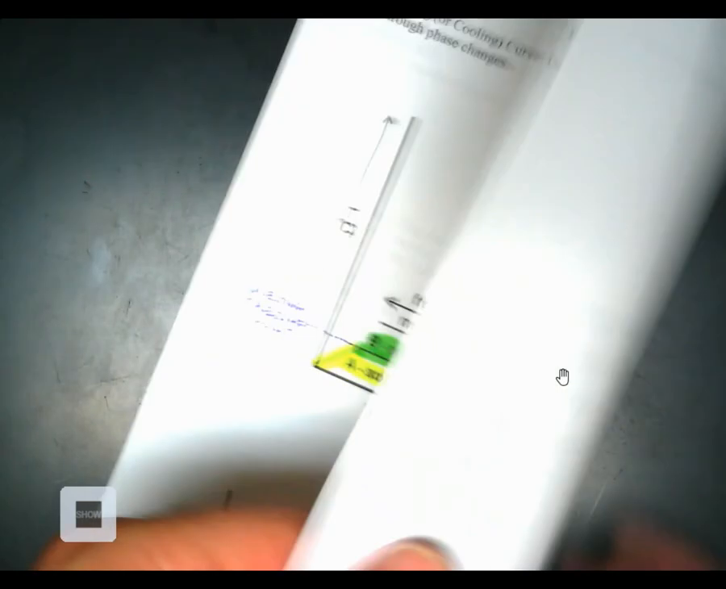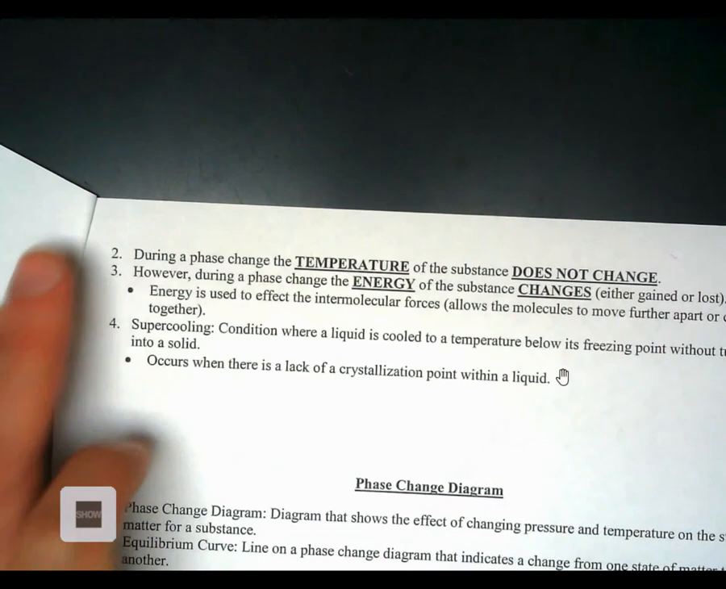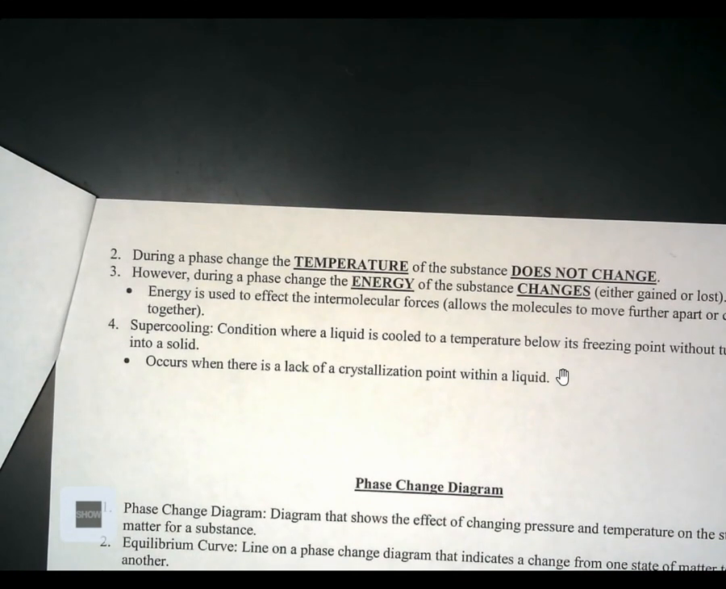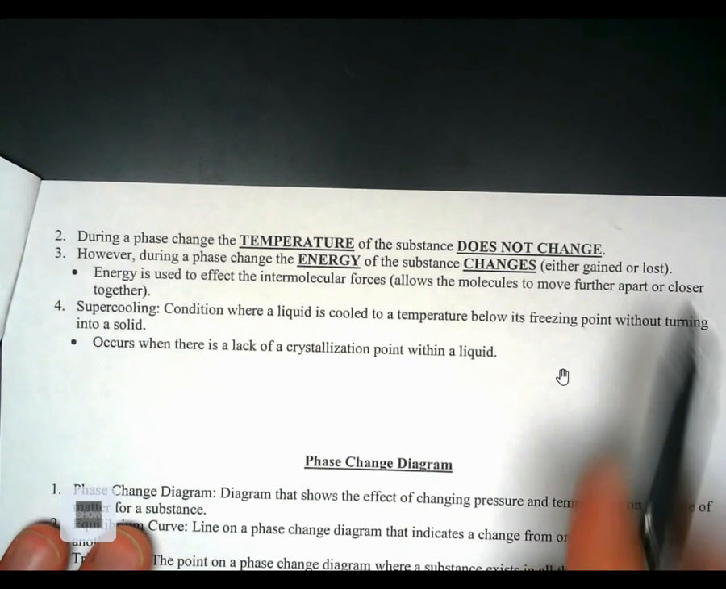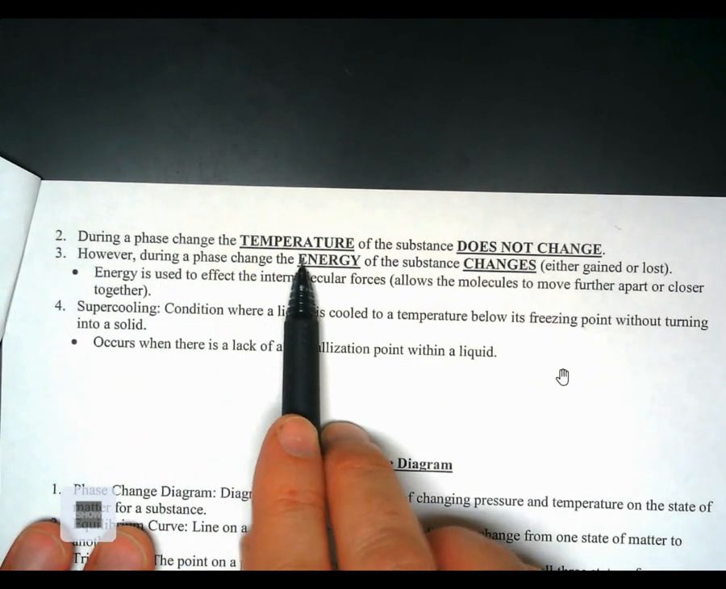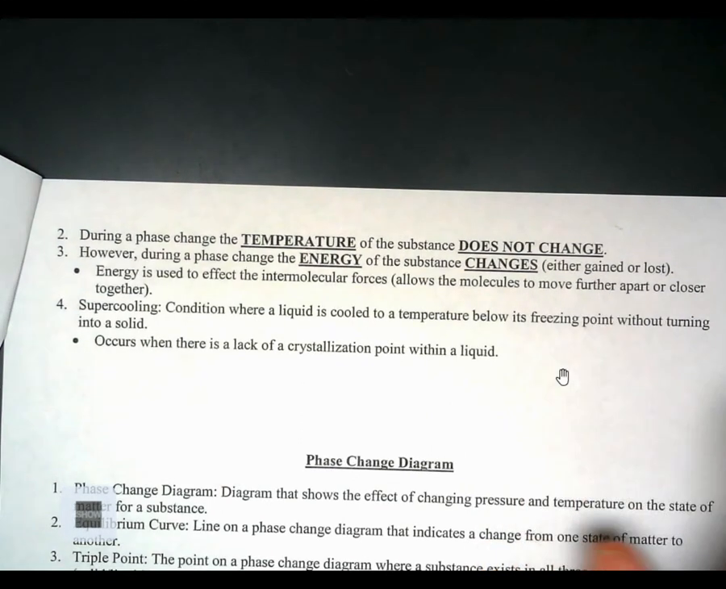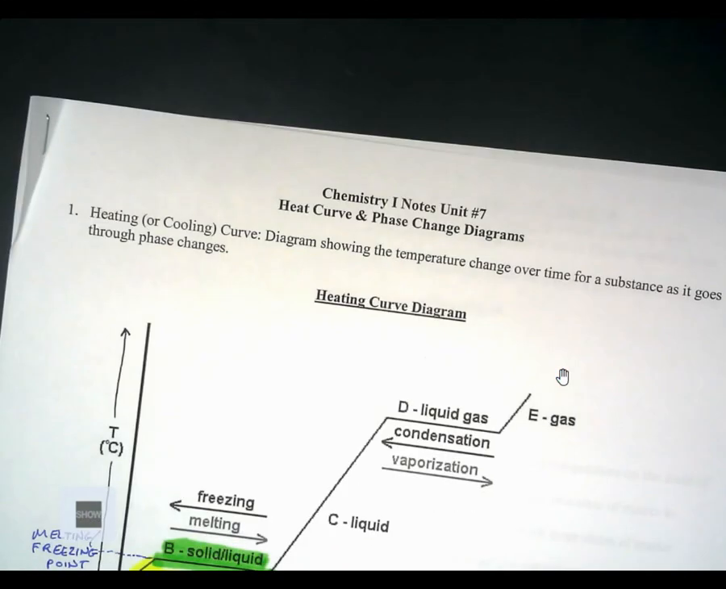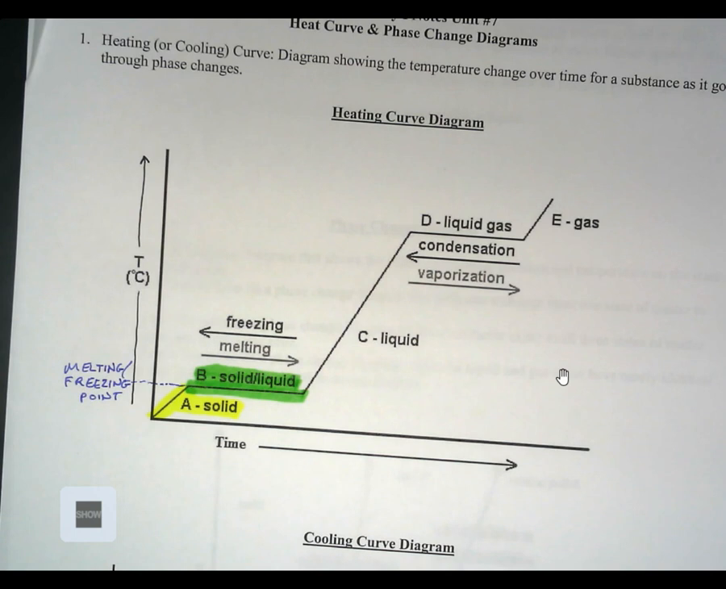Over here, it says, and this is the thing that can trip people up or seems weird: during a phase change, the temperature of the substance does not change. However, during a phase change, the energy of the substance changes, either gained or lost. So the weird thing is, on a heating curve, it's still gaining energy, but the temperature is not changing. Anybody know where that energy is going?